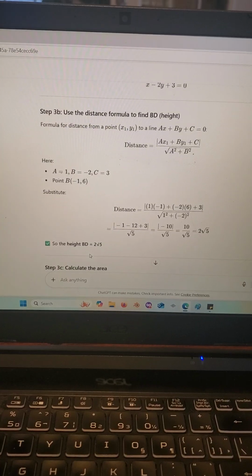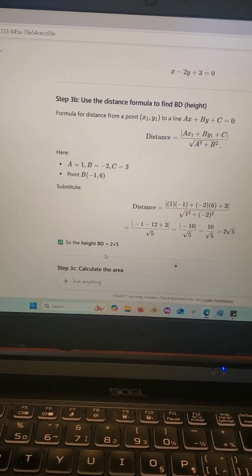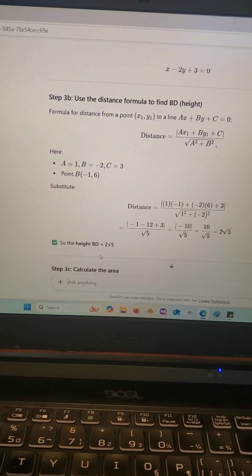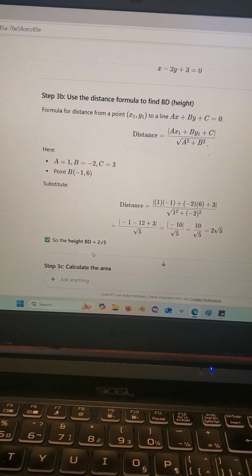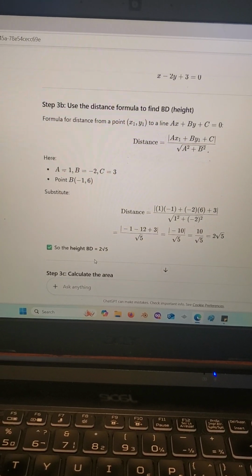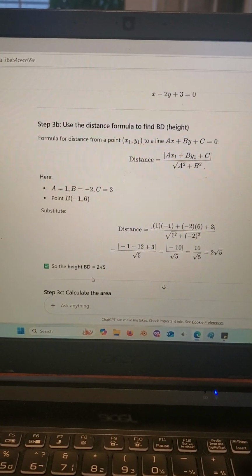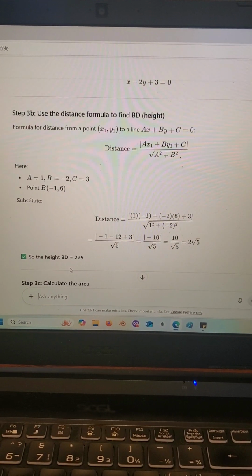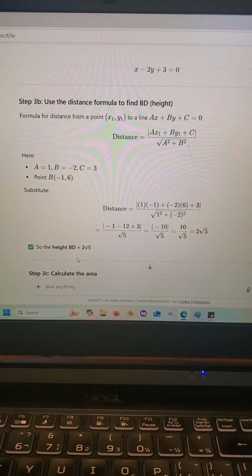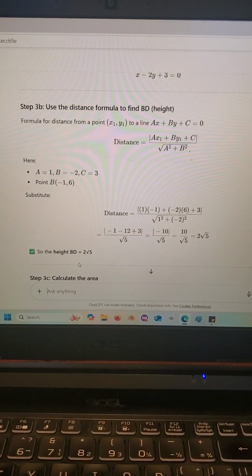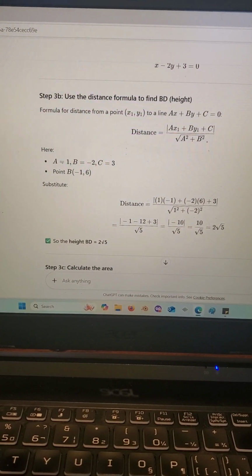Because we're using point B, the unknown, you get (minus 1, 6), because we need the point B, not any other points. We already know what A equals because of the above equation, and we know what B and C equal. So you get the distance equation, which is that: Ax1 plus By1 plus C over the square root of A squared plus B squared, which then gives you 2 over 5.